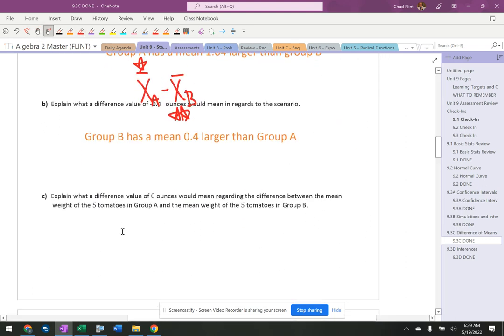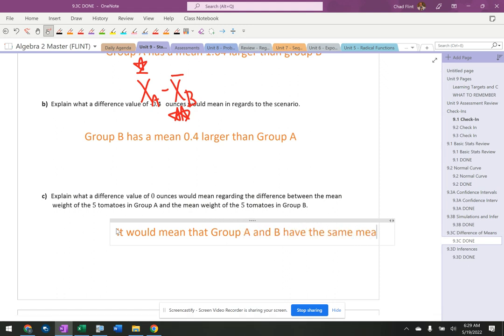Explain what the difference between a difference value of 0 would mean. It would mean that group A and B have the same mean, okay? And it would mean that the value is the mean of the overall group. Now, that part is probably not anything that would be relevant to what you're trying to figure out here.